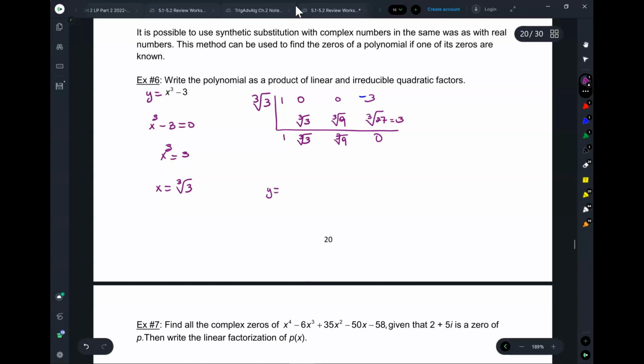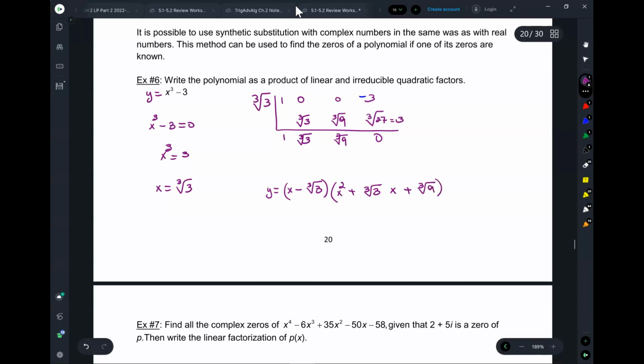So now, let's write this out. So y is x minus cube root of 3 from the outside times. These are now the coefficients of the new polynomial. It was x squared first, now it's x cubed first, now it's going to be x squared plus this times x plus this, okay? So, x squared plus cube root of 3x plus cube root of 9, right?